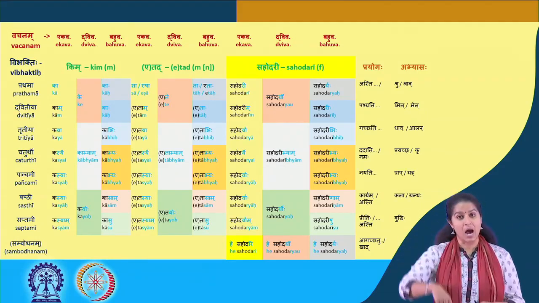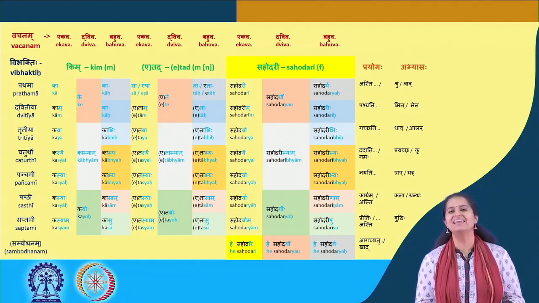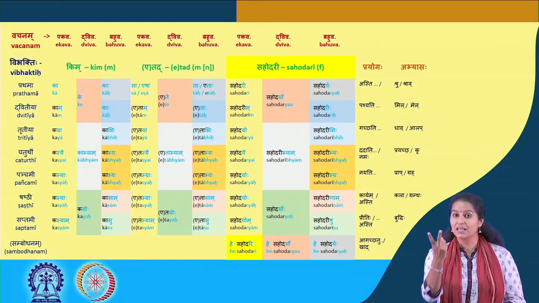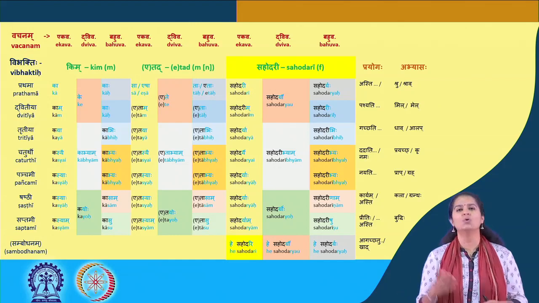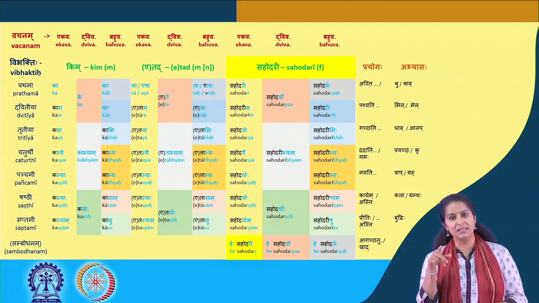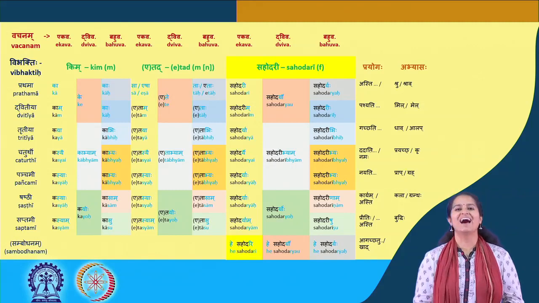So kasyam pritihi asti, tasyam sahodaryam pritihi asti. Dual, kayoho pritihi asti, tayoho sahodaryoho pritihi asti. And kasu pritihi asti, tasu sahodarishu. Not sahodarisu, because of the e it becomes sahodarishu pritihi asti.